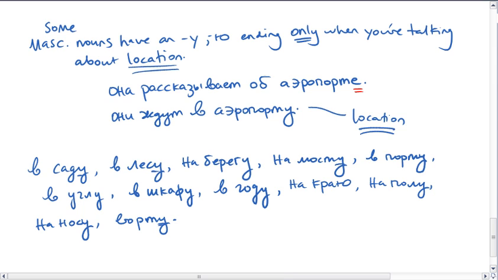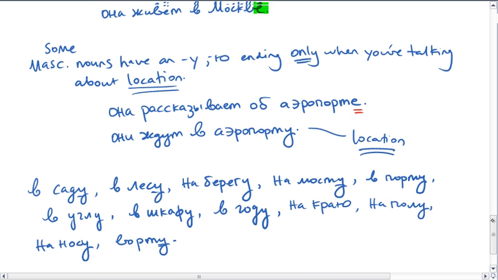So these masculine nouns have an у ending, but only when you're talking about location and the prepositional case. All other times, after the other prepositions that require the prepositional case, they'll have their normal е ending. So hopefully the prepositional case is pretty clear. It's a pretty easy case. It's not used in lots of different ways. It's only used with prepositions and only a certain number of prepositions.